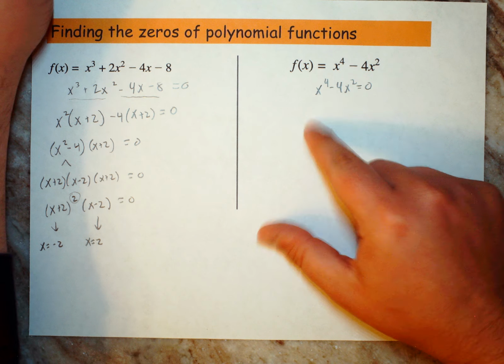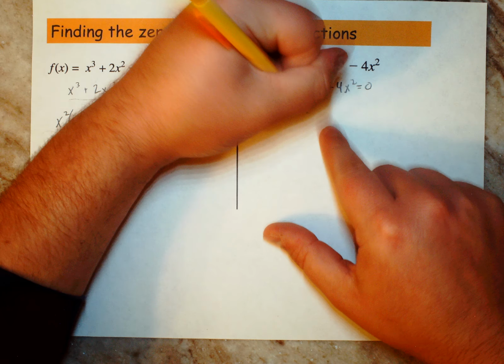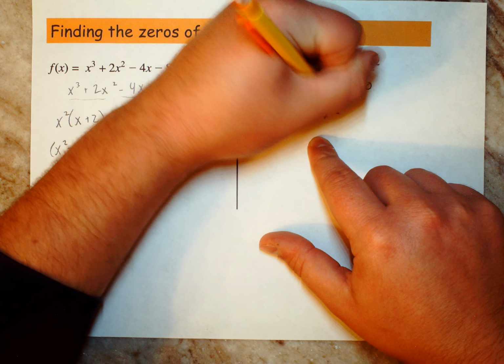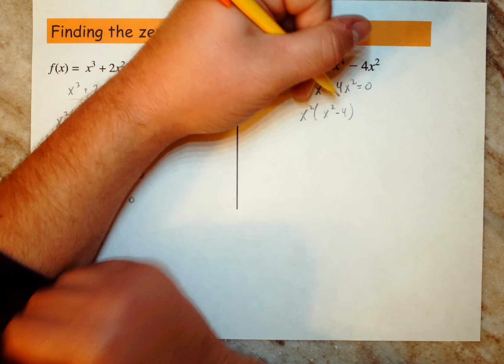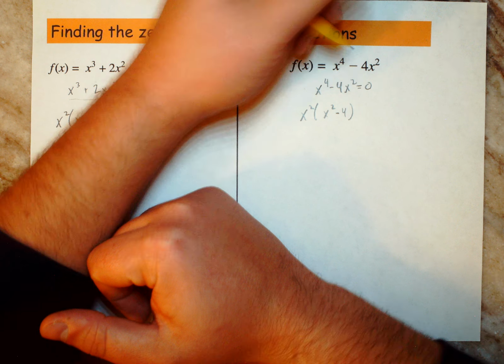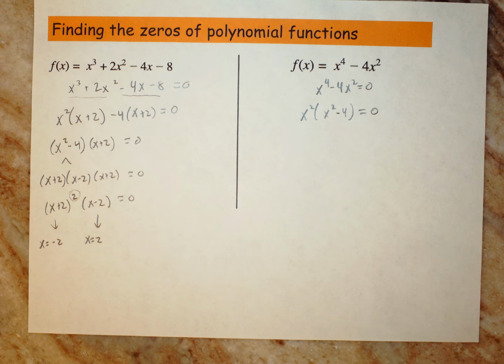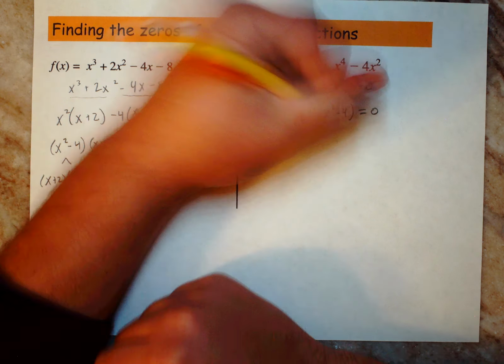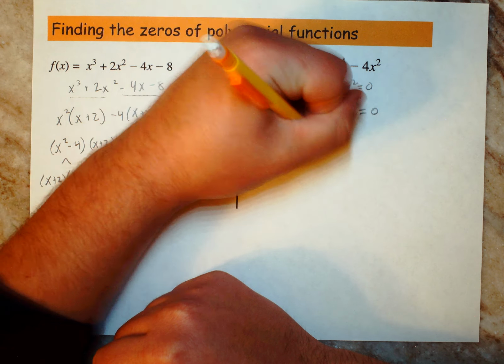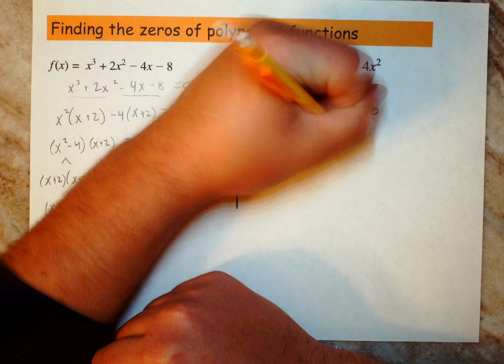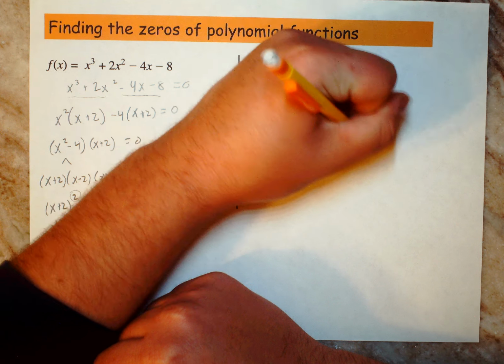Set it equal to 0. Pull out an x squared, which leaves me with x squared minus 4 equals 0. Then I can again factor this into x plus 2, x minus 2.